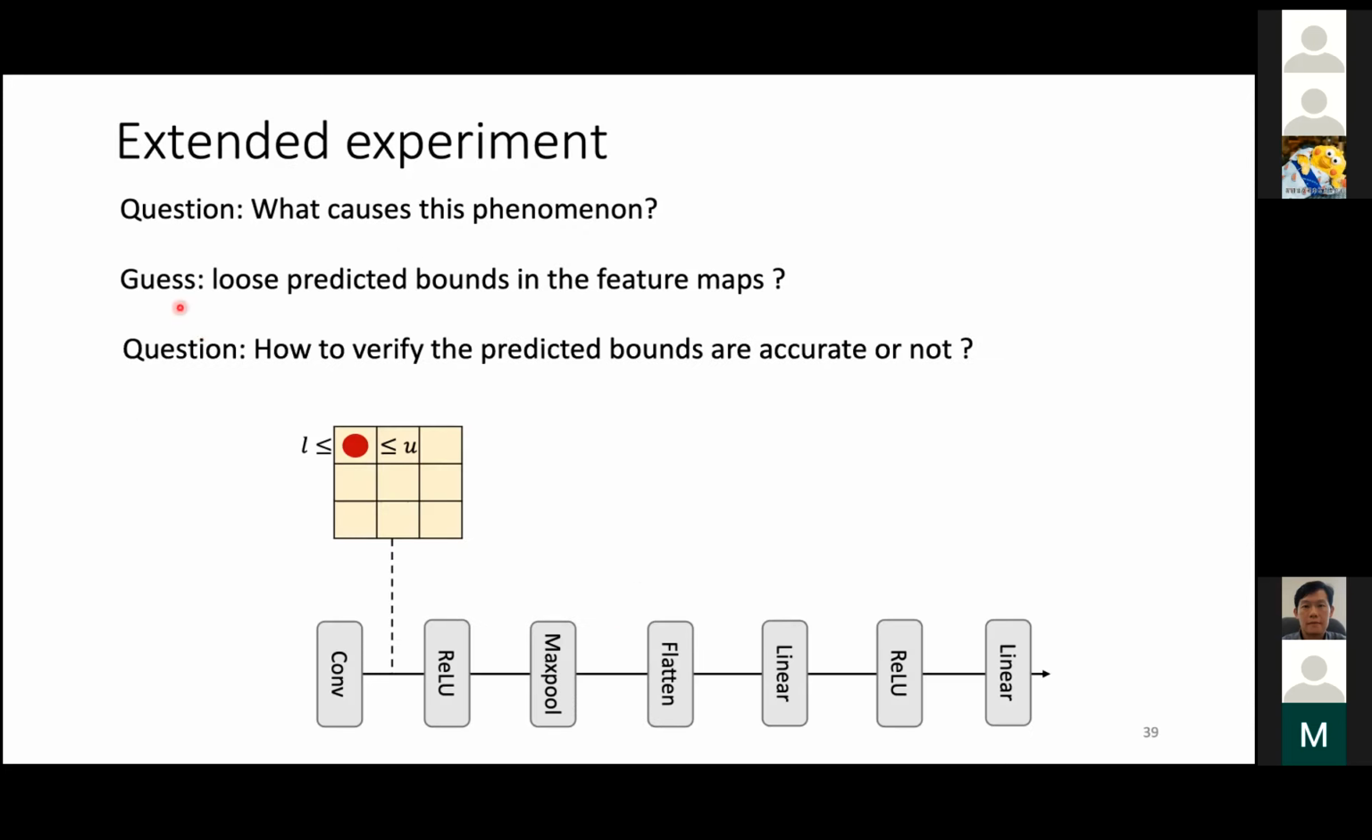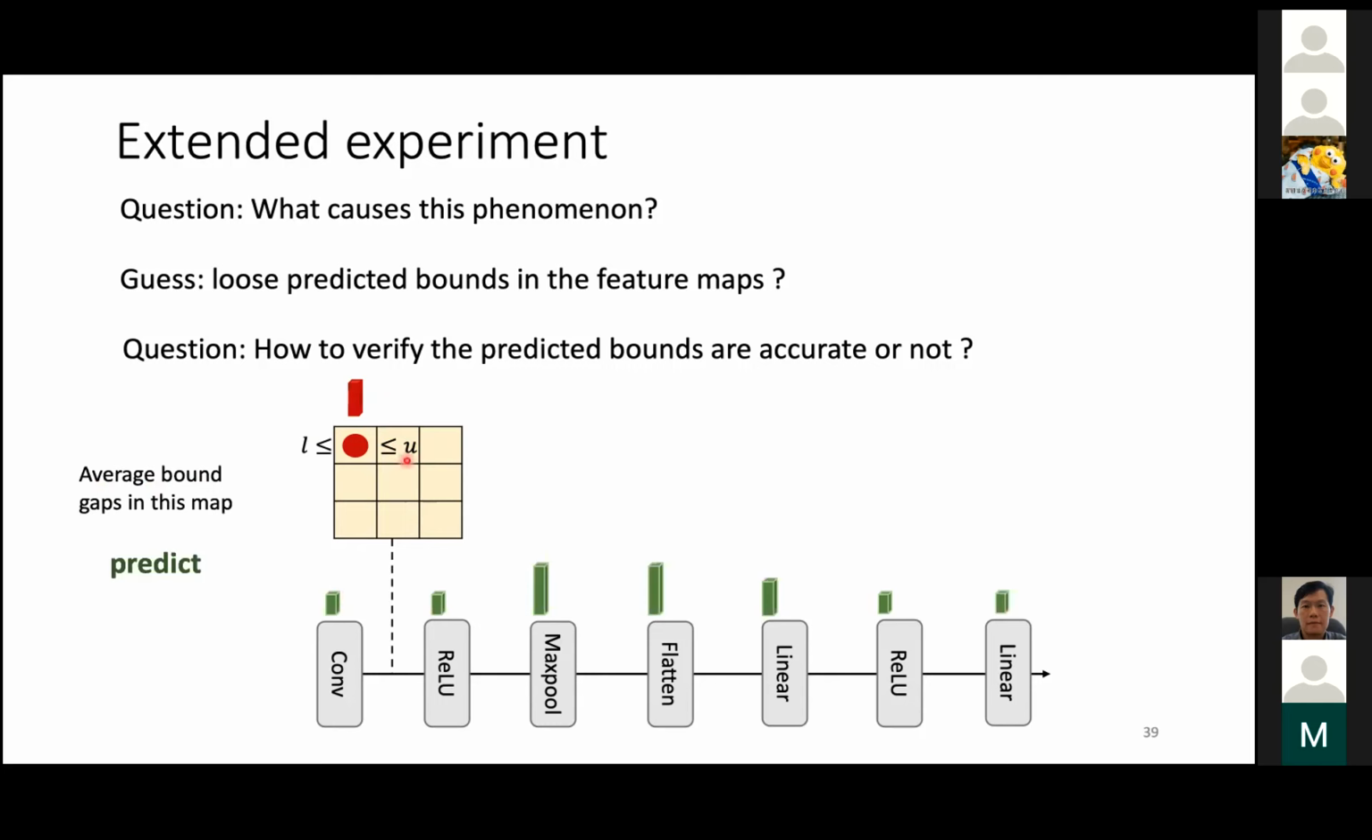So the next question is how to verify this guess, and how to verify whether the predicted bounds are accurate or not. The first thing is that we use the upper bound minus the lower bound to get the bound gap of this node, and we do the same for each node. Then we average all bound gaps of this feature map to get the convolution feature map's average bound gap.